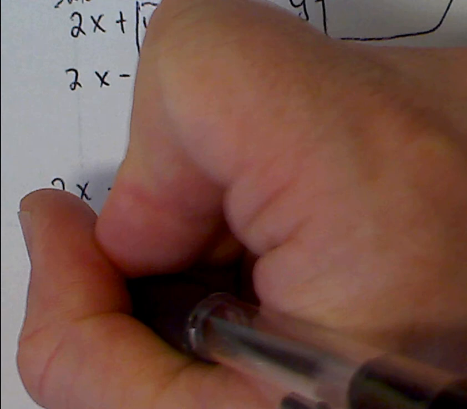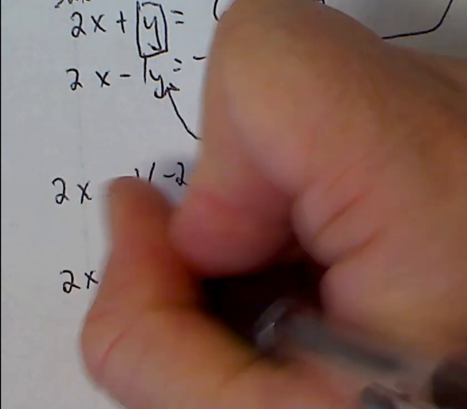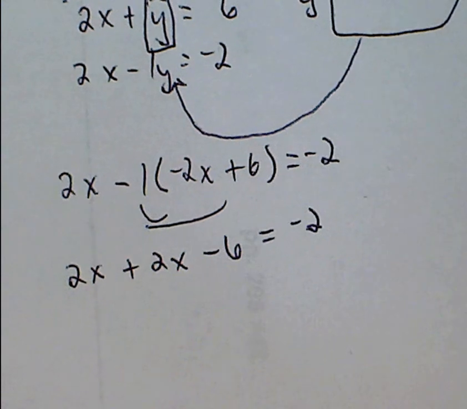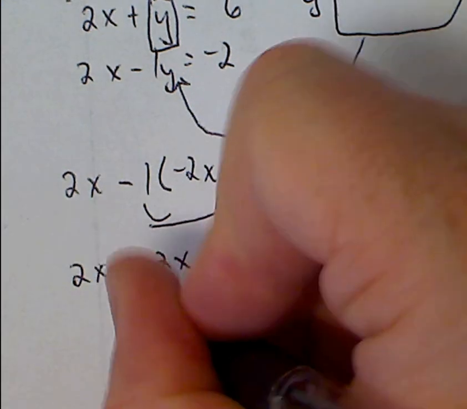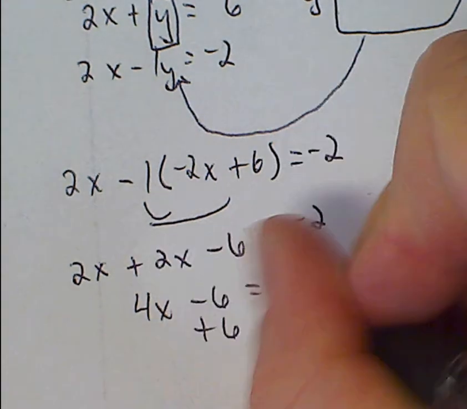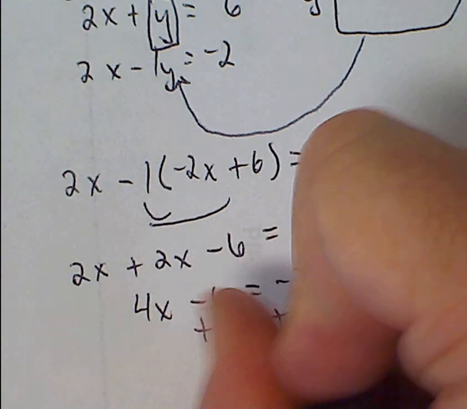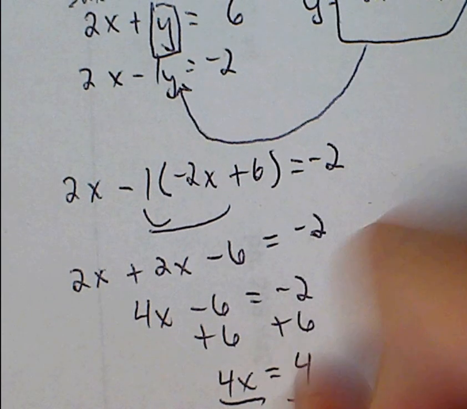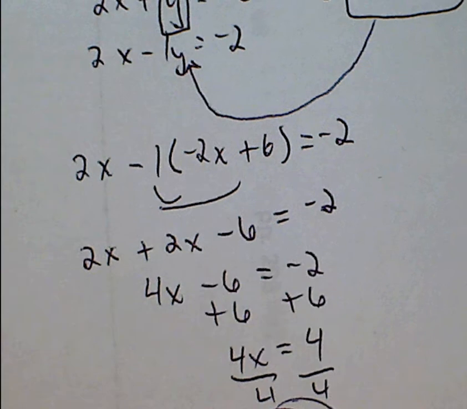Distribute: 2x plus 2x minus 6 equals negative 2. 2x plus 2x is 4x, minus 6 equals negative 2. Plus 6, 4x equals 4. Divide by 4, x equals 1. So that's exactly what I got. X equals 1.